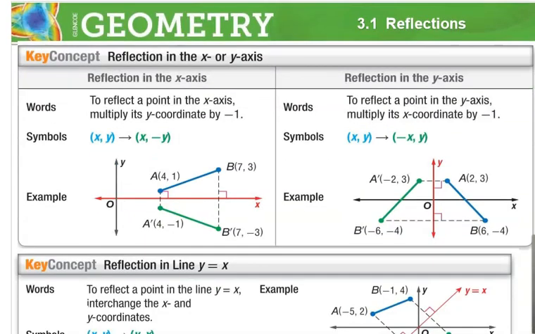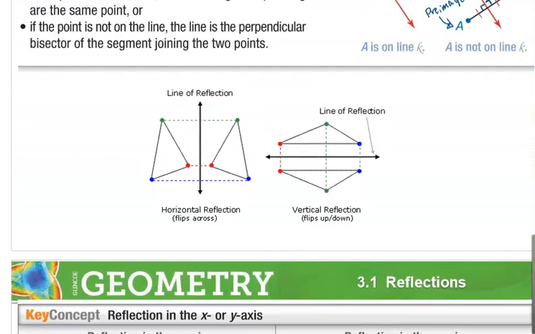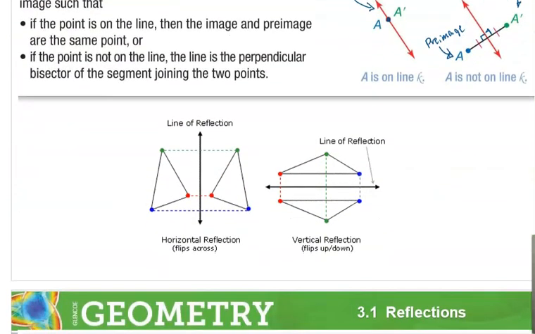You've got a line of reflection. Horizontal reflection means that it flips across. Vertical reflection means that it flips up and down. So this would be the y-axis. This would be the x-axis.